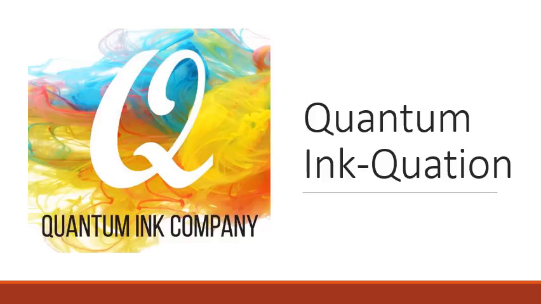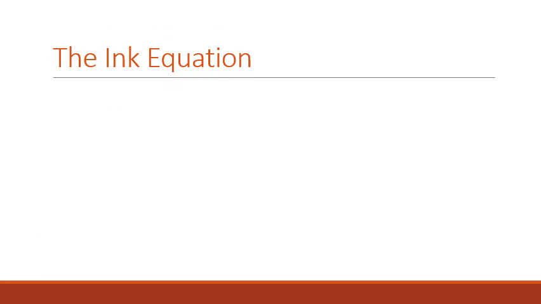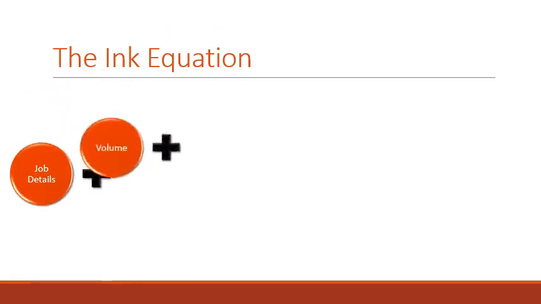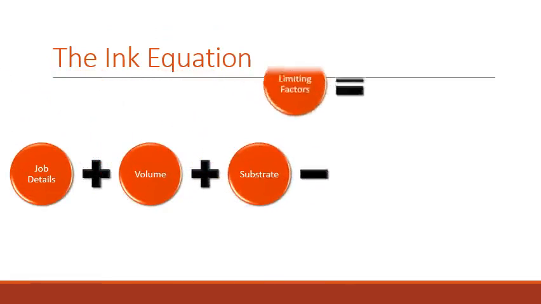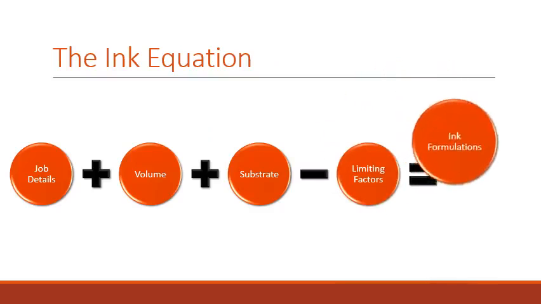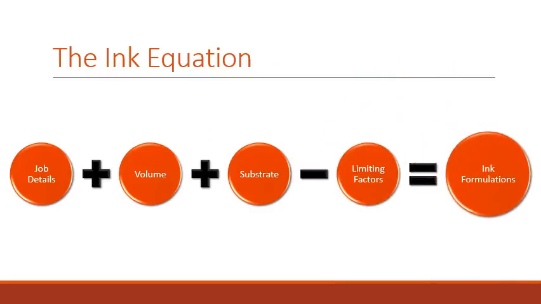So without further ado, let's get started. Let's start by just identifying the ink equation itself. That is job details plus volume plus substrate minus limiting factors equals ink formulation. So step one, job details.